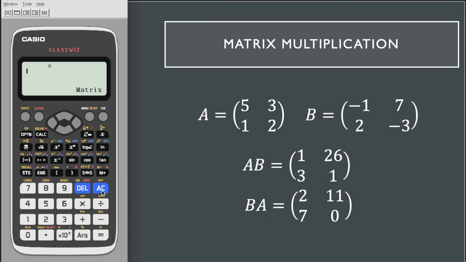So now we can do the exact same, but working out the matrix BA. So if we press AC, go to Option, first we want to select matrix B, so we press 4, then press the multiplication key, then go back to Option, and now we want matrix A, so that's 3. Press equals, and here you can see we've got the elements 2, 11, 7, and 0, and that is what we worked out here.